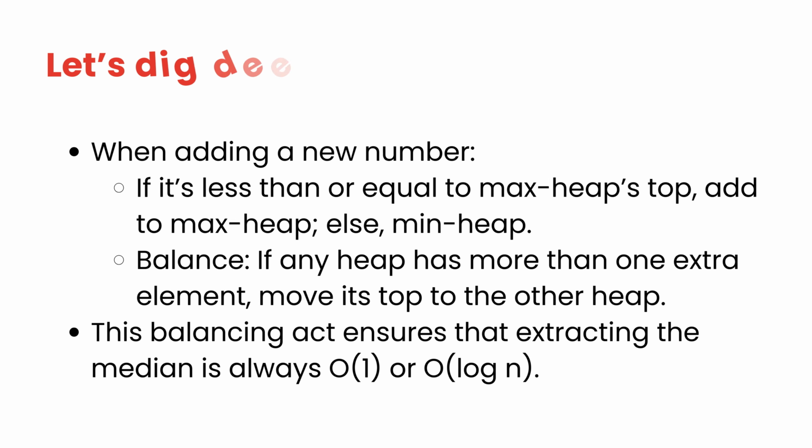Let's go deeper. When adding a new number, if it's less than or equal to the max heap's top, add it to the max heap, else, the min heap. Balance: if any heap has more than one extra element, move its top to the other heap. This balancing act ensures that extracting the median is always O(1) or O(log n).